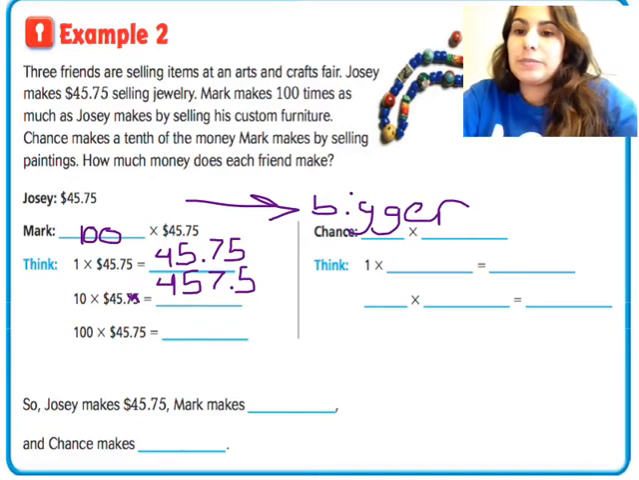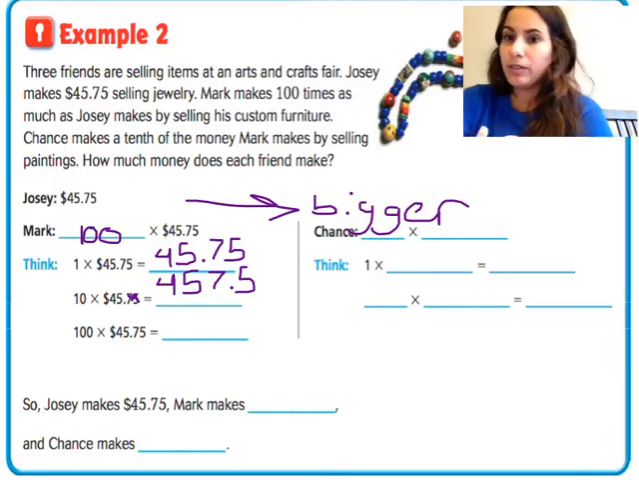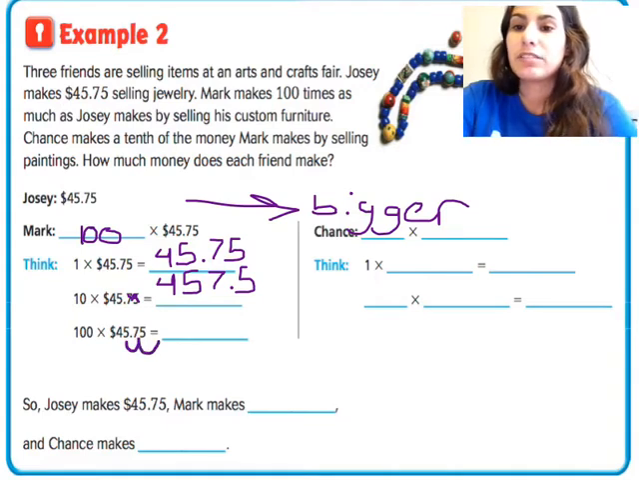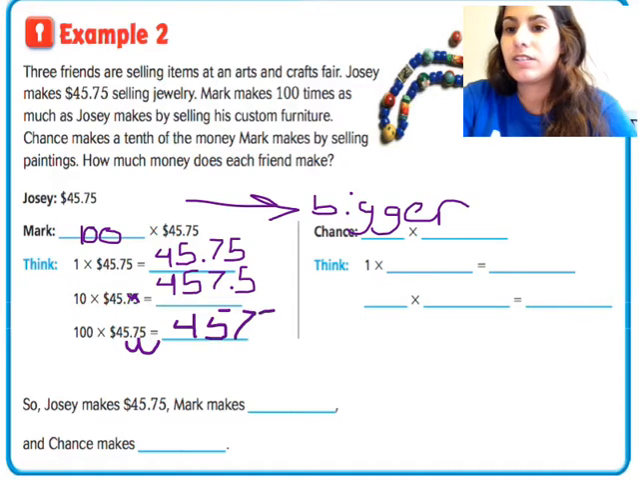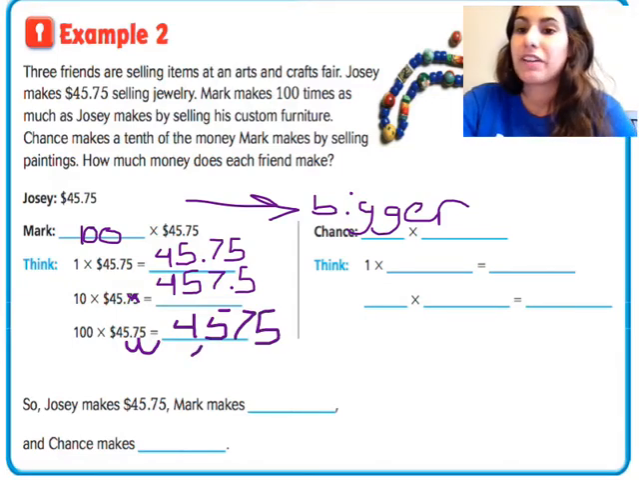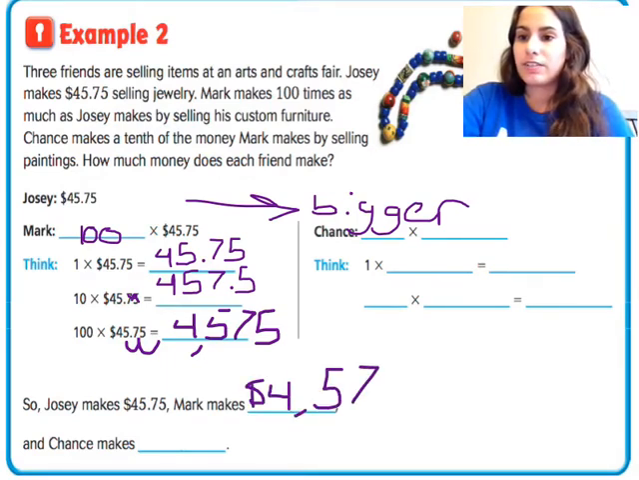And 100 times that number, so 100 times as much as Josie's number, $45.75. I'm going to move my decimal place over 2 times. 4, 5, 7, 5. So he makes $4,575. Mark makes $4,575.